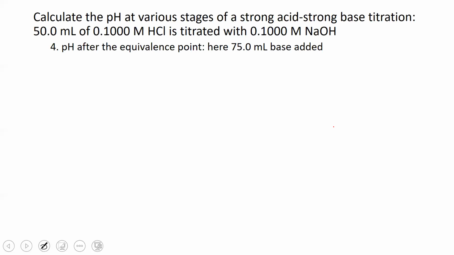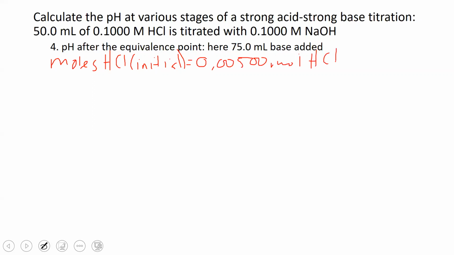And so we didn't even need the extra slide that I put in for that one. Okay, so the fourth point is basically any time after you go past the equivalence point, okay? And so what we can do again is say, okay, well, the moles of HCl that you had initially, we're going to still stick with that, 0.00500 moles of HCl. We can calculate now the moles of sodium hydroxide added.